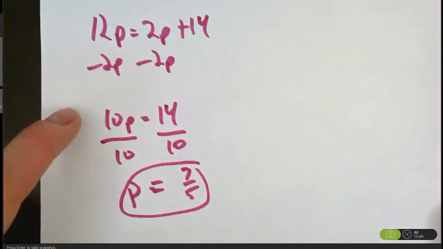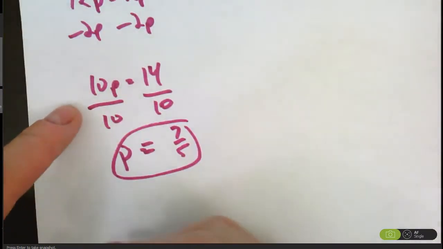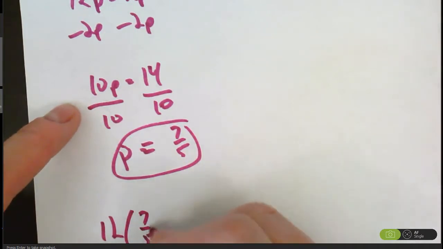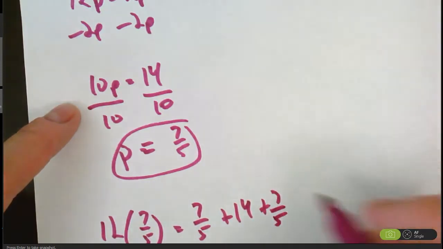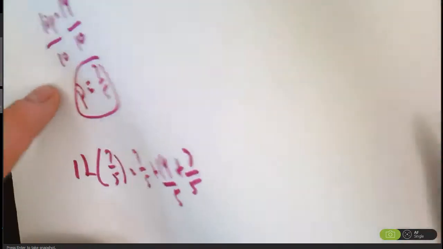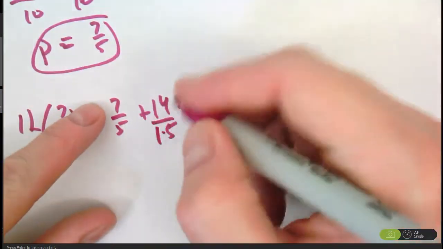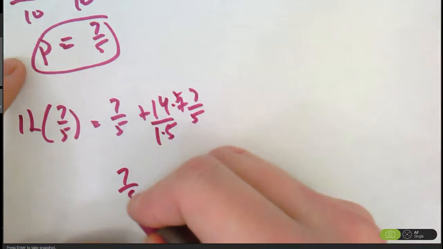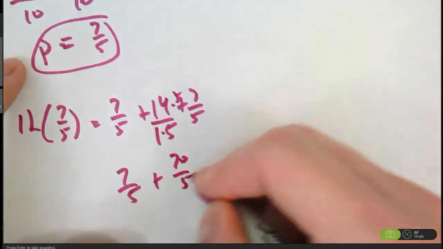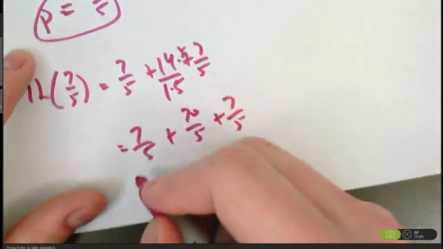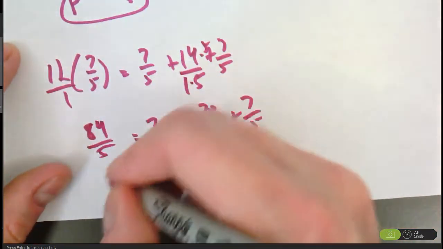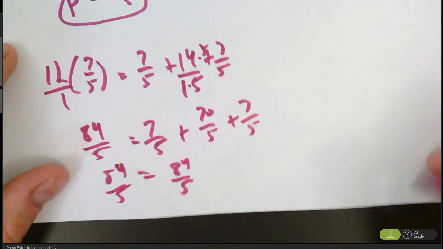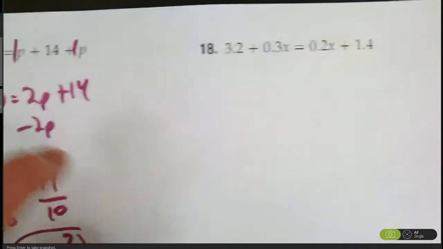Okay. Now it says to check this. So 12 times 7 over 5 equals 7 over 5 plus 14 plus 7 over 5. But if I put this over 1 and multiply by 5, I get 7 over 5 plus 70 over 5 plus 7 over 5. That gives me 84 over 5. What's 12 over 1 times 7/5? Well, 12 times 7 is 84 over 5. So it does check out. Okay, so it's an ugly fraction, but it works out.